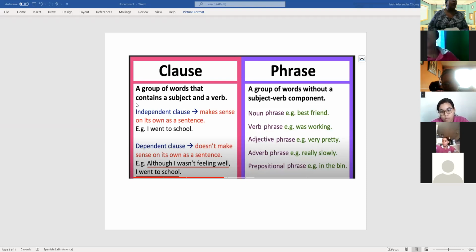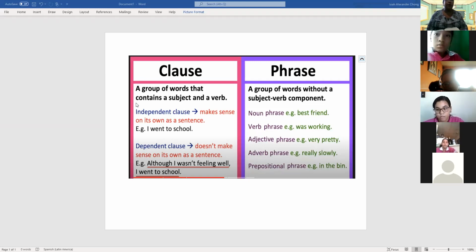Okay, so what about the phrase? The phrase is a group of words without a subject-verb component. There can be a noun phrase, for example, best friend, or there can be a verb phrase. Remember that the verb is an action or a state of being, for example, was working. There can be an adjective phrase. The adjective is the word that describes the noun.